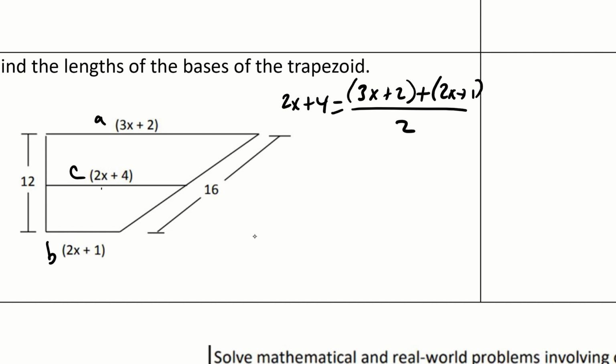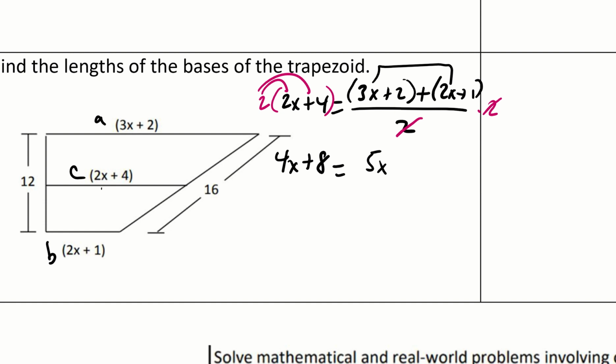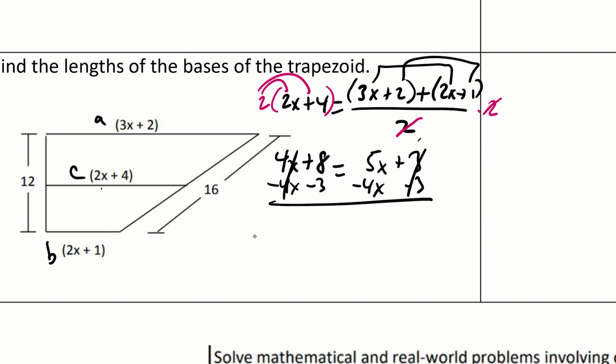So in order to get rid of this 2, I'm going to multiply both sides by 2. And then I have to make sure to distribute. So I got 2 times 2x is 4x. 2 times 4 is 8. Combine my like terms here, that's 5x. Combine this, that's 3. Subtract 4x on both sides. Subtract 3 on both sides. So we get 5 equals x.